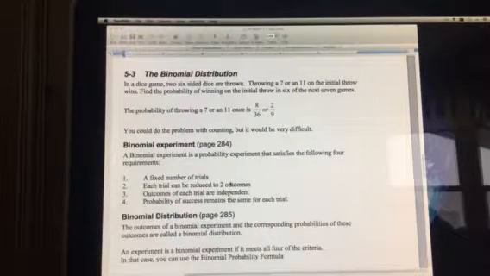Number two, and this one is typically the highest hurdle to clear, each trial can be reduced to two outcomes. Some people think of it as true and false, success and failure, yes and no. In any event, you have to be able to evaluate each trial so that it boils down to just two outcomes. The bi in binomial means two.